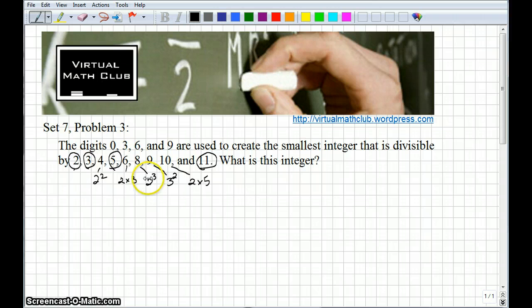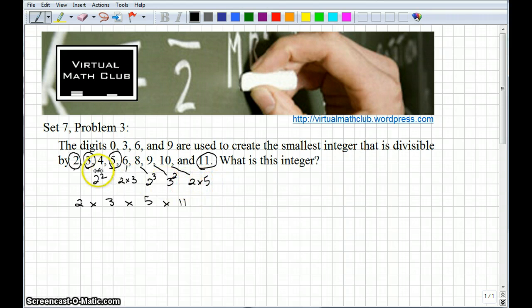Now the prime factors, we want to keep those. So we're going to have at least one 2. We're going to have at least one 3. We're going to have at least one 5, and we're going to have at least one 11. Okay?